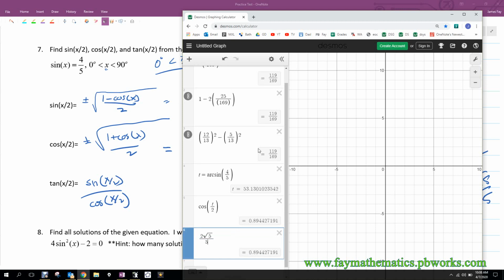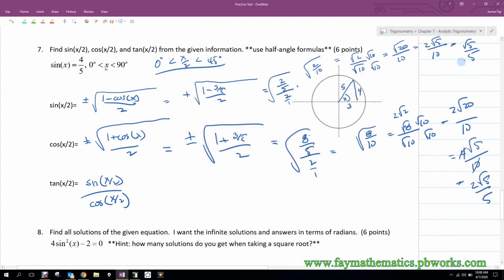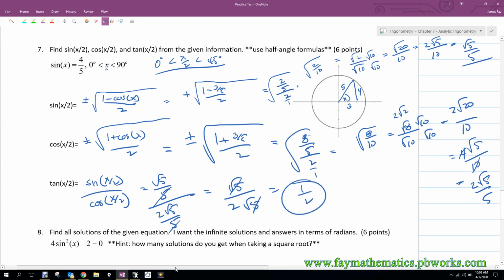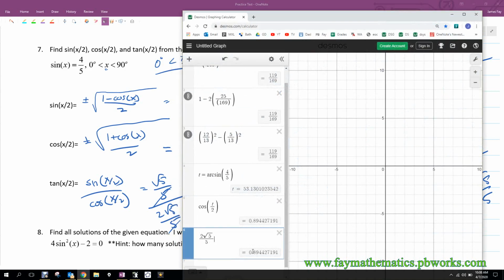Okay, so now, just to find the tangent, I'm going to take that one, which was a sine, so radical 5 over 5, divided by this one, which is cosine. These 5s are going to cancel, and I'm left with radical 5 over 2 radical 5, which those cancel, and it leaves me 1 over 2. So let's just see if that pans out. So all I've got to do is type in here, tangent, and we get 0.5.